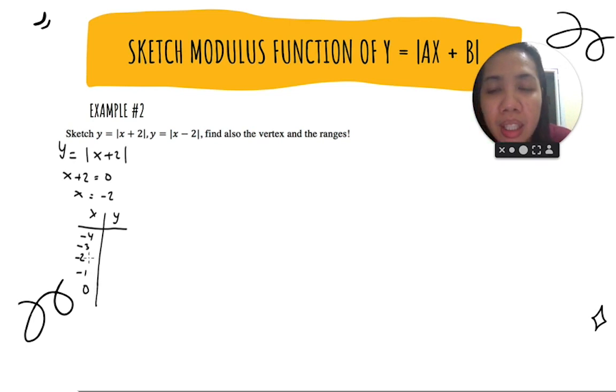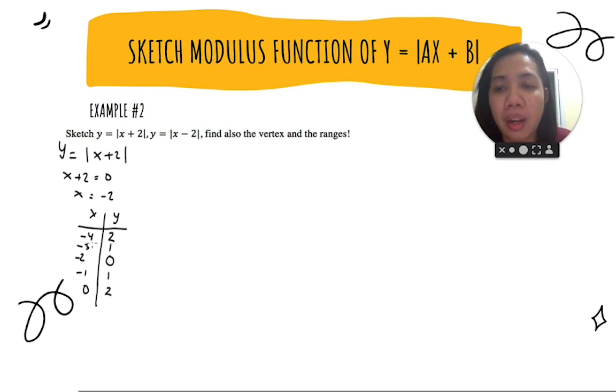Start with the x coordinate of the vertex, x equals minus 2. If I put minus 2 here, minus 2 plus 2 is 0, so y equals 0. Then minus 3: minus 3 plus 2 is minus 1, because this is the absolute value, we have 1. Minus 4: minus 4 plus 2 is minus 2, so we have positive 2. Minus 1 plus 2 is 1, and 0 plus 2 is 2. Okay, like this.